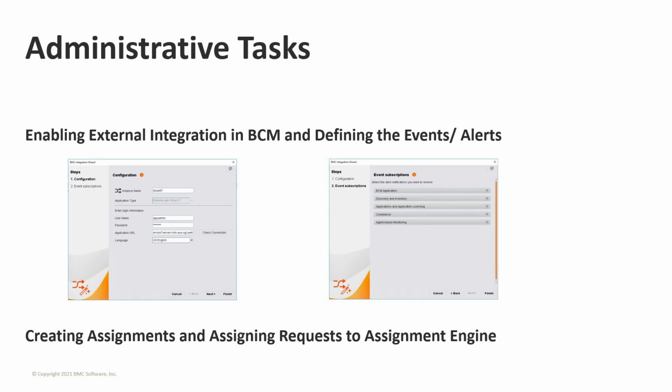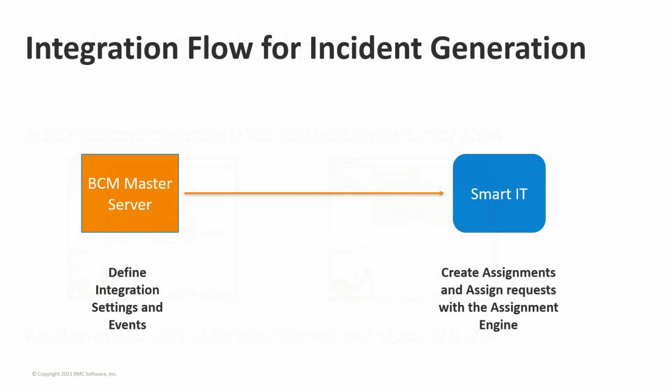Once the events are subscribed for, the assignments need to be created, and these requests need to be assigned to the assignment engine so that the incidents will be generated and assigned. Let's see how the flow of the incident generation works. It is a straightforward flow. The BCM master server will check if there is any specific alert or event generated as subscribed by the Smart IT administrator, and the moment it sees it, it will send it to the Smart IT engine, and the assignment engine will create the incident.